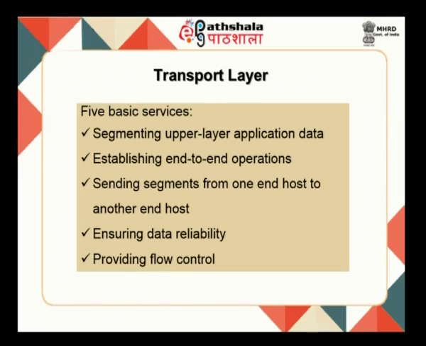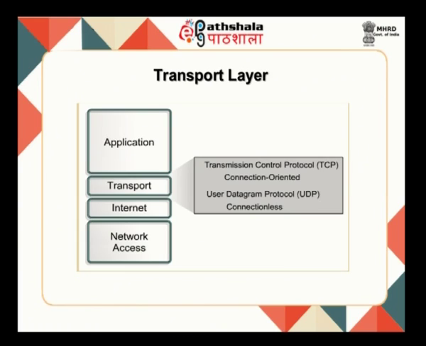So, the messages that are sent from the application layer are split into segments, and then they are sent from the source to the destination. It also ensures data reliability, and it also provides flow control. The two protocols in the transport layer are the Transmission Control Protocol, called TCP, which is connection oriented, and the User Datagram Protocol, called UDP, which is a connectionless protocol.